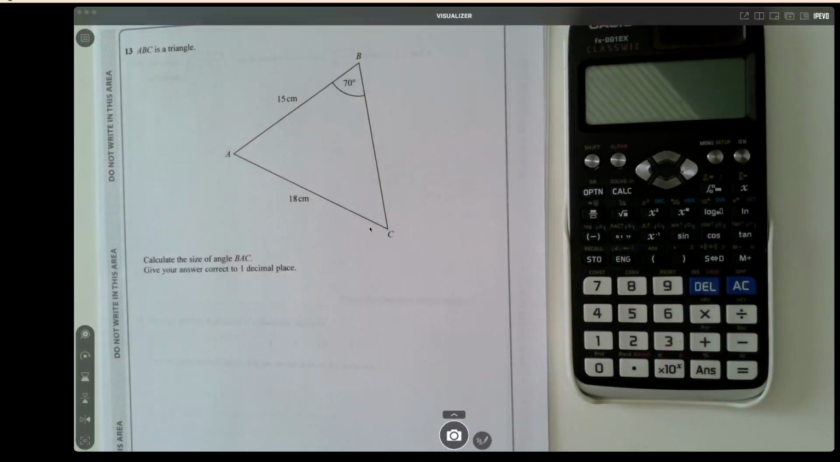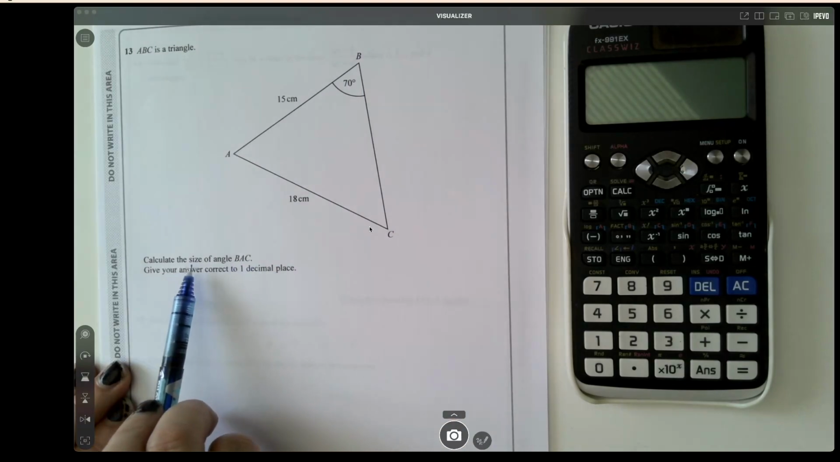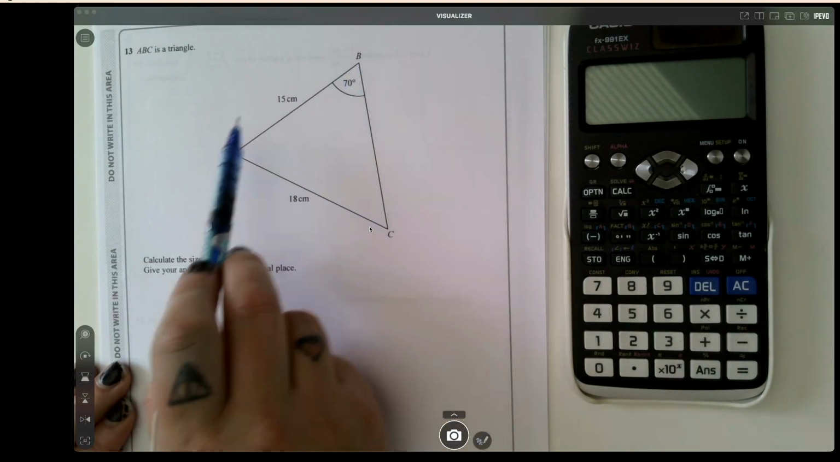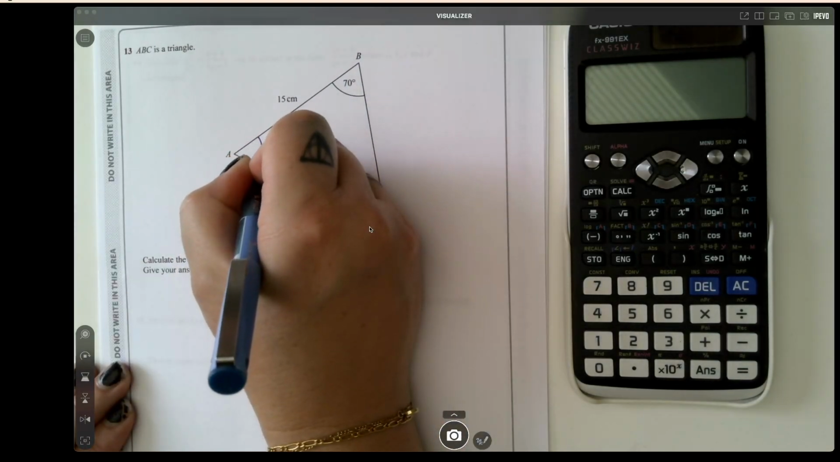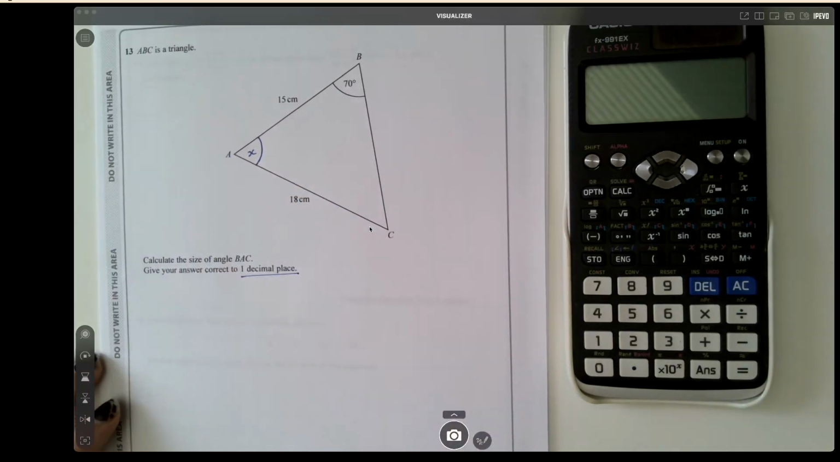Question 13. ABC is a triangle. Calculate the size of angle BAC. So BAC, this is the angle that we're aiming for. Give your answer correct to one decimal place. So this isn't a right angle triangle.